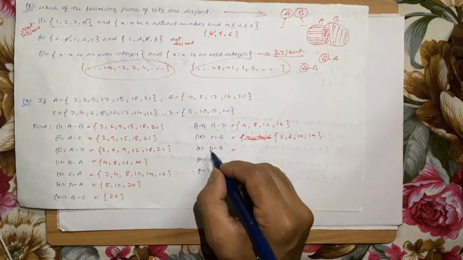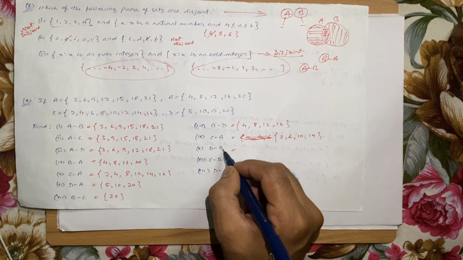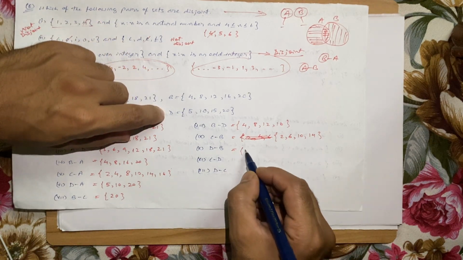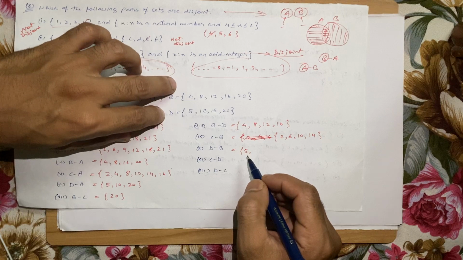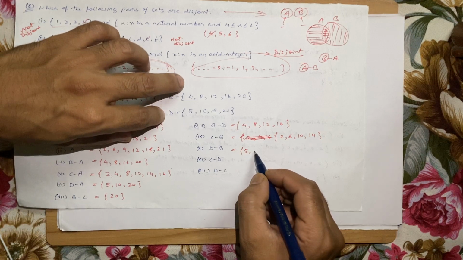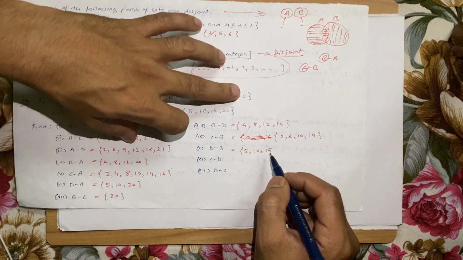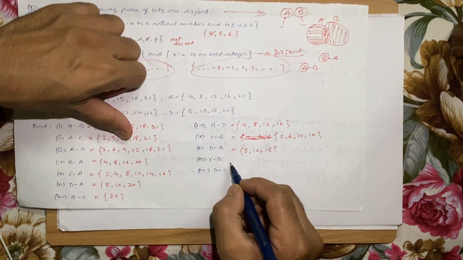Now D minus B, elements that purely belong to the set D and not to the set B. Okay, D and B, let's check. 5, I can include this because it's not there in the set B. 10, I can include this. 15, I can include this. 20, I cannot because 20 is there in the set B. So this is your answer.